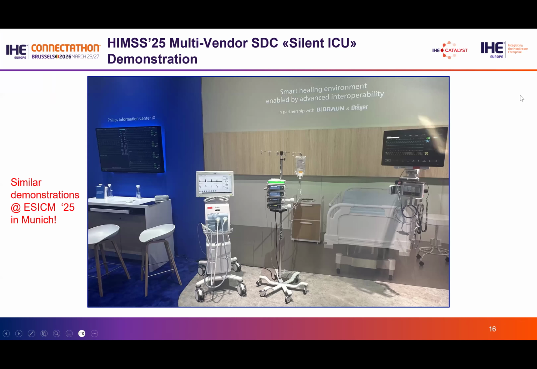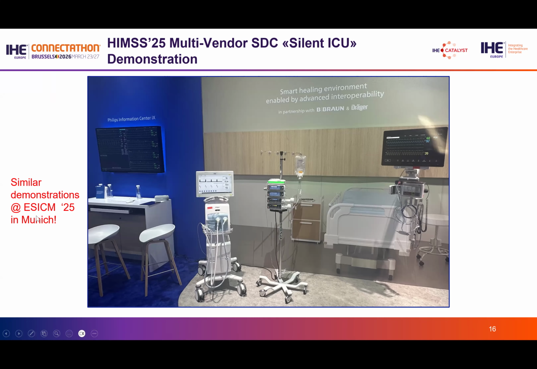this is a demonstration that was at the HIMSS show earlier this year. This shows SDC connectivity between a Philips physiologic monitor, a B. Braun infusion pump, and a Draeger ventilator showing it as silent ICU. But this is emerging, but it's real. This is in the commercial space. So that's why I showed you that. And oh, by the way, notice that just last week, I think the European Society for Intensive Care Medicine show had two similar kinds of demonstrations.